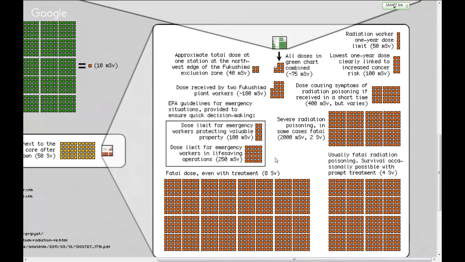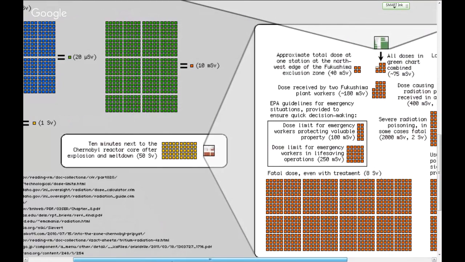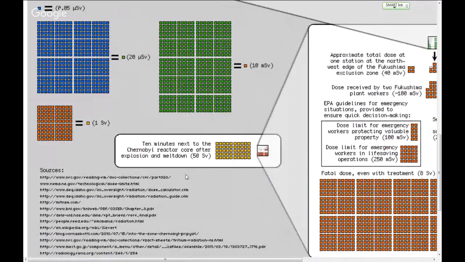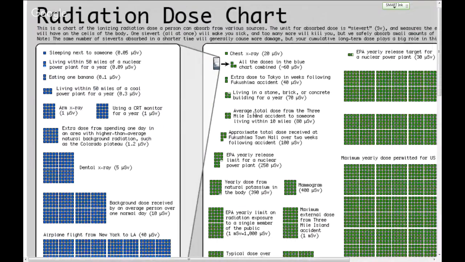So radiation can kill you if you get a large amount of it at once. And then if you were right next to the core during the Chernobyl meltdown, which people were, that's how much radiation you'd be getting. So all of that, fatal doses multiple times over. So that's the biggest.